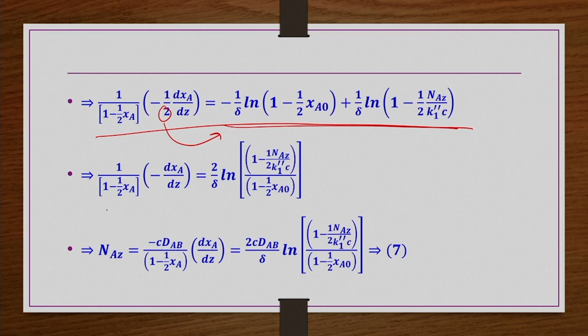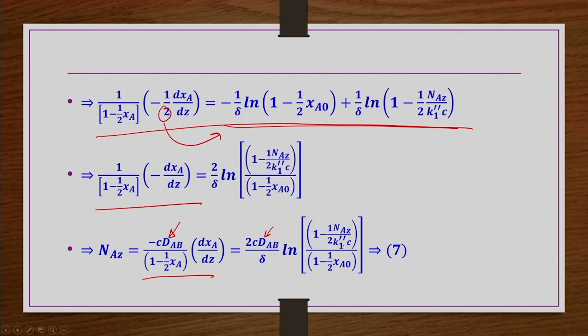So, now this equation left hand side we are keeping as it is, because this left hand side if you multiply by c dab, then that would be same as flux. So, the same thing c dab if you have to multiply in the right hand side. So, 2 c dab by delta ln of 1 minus 1 by 2 naz divided by k1 double prime c divided by 1 minus 1 by 2 x a naught.